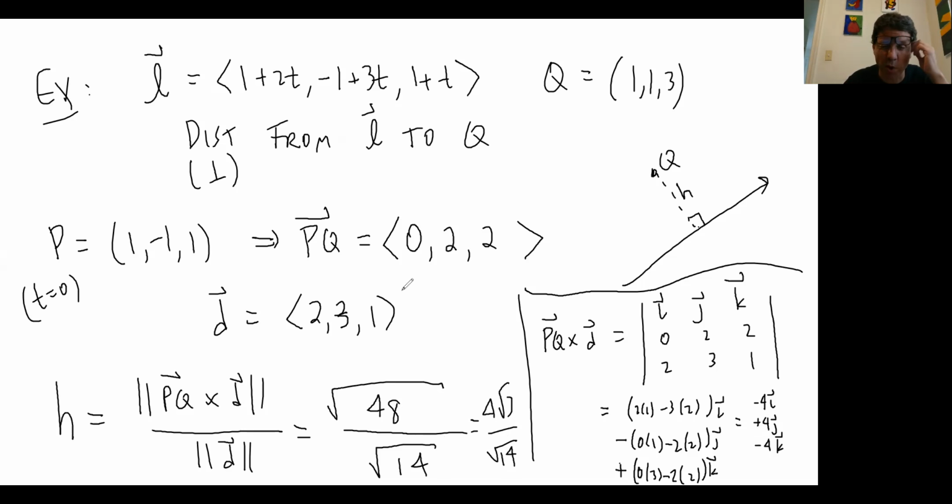Kind of hard to see what's going on in space anyway. But it's interpreting the line using the formula appropriately, finding PQ, finding the correct cross product, and then computing that.